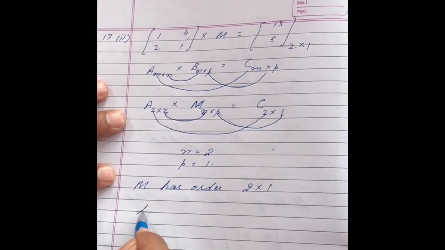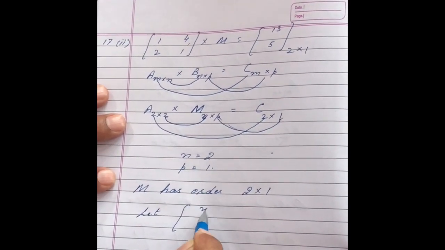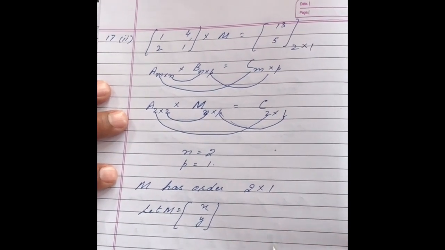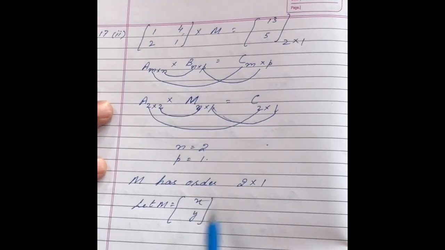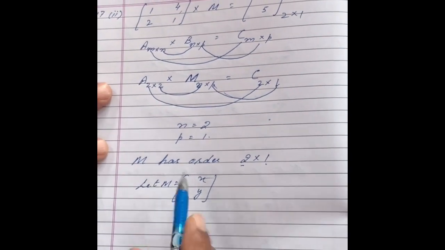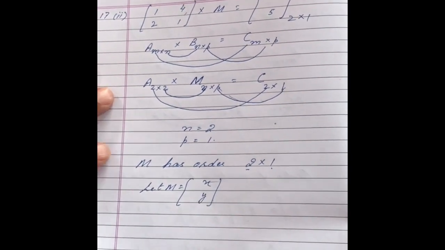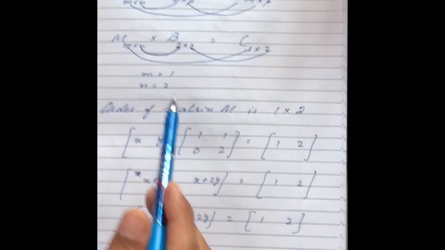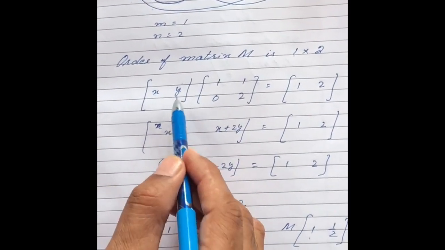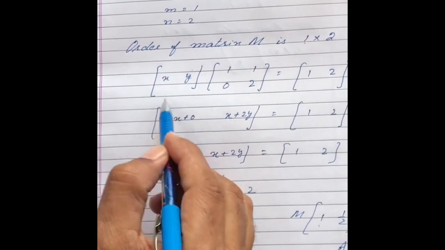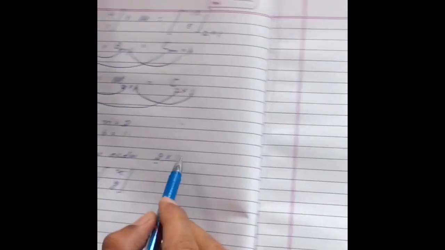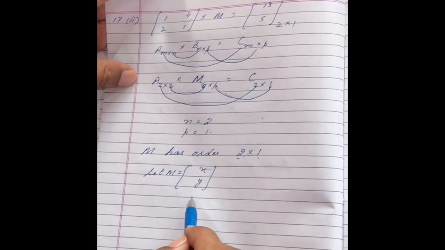So let m be x and y. Let m is equal to x, y, 2 rows, 1 column. Now I take x, y as it makes 2 rows and 1 column. Here it was m 1 into 2, so 1 row, 2 columns, because it was 1 by 2. Here it is 2 by 1, so I take 2 rows, 1 column.